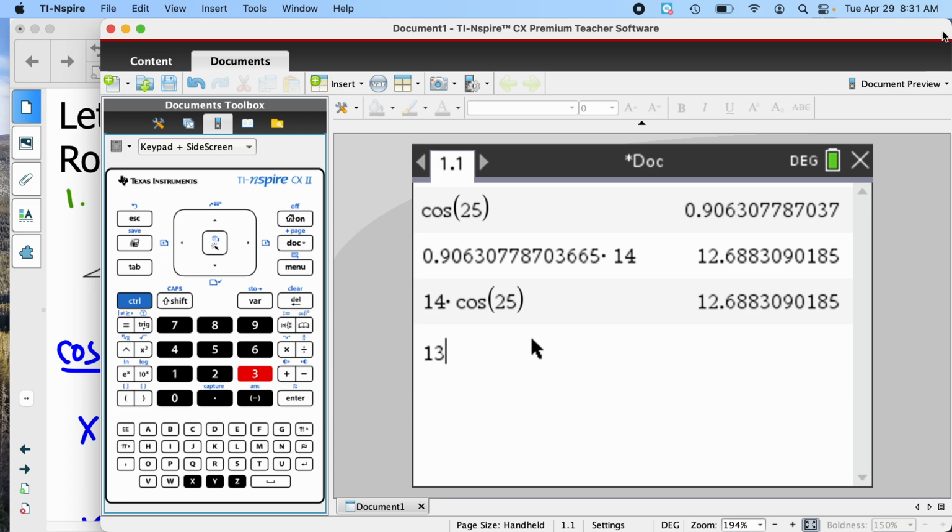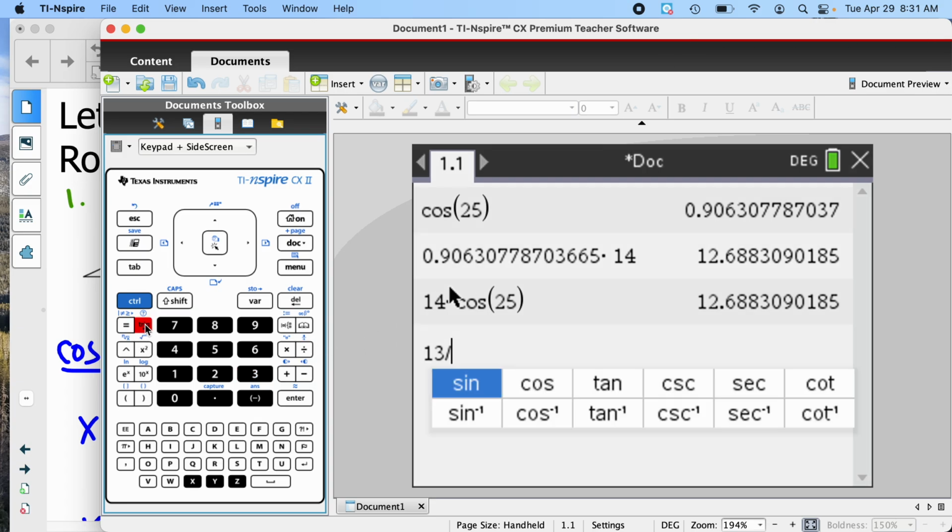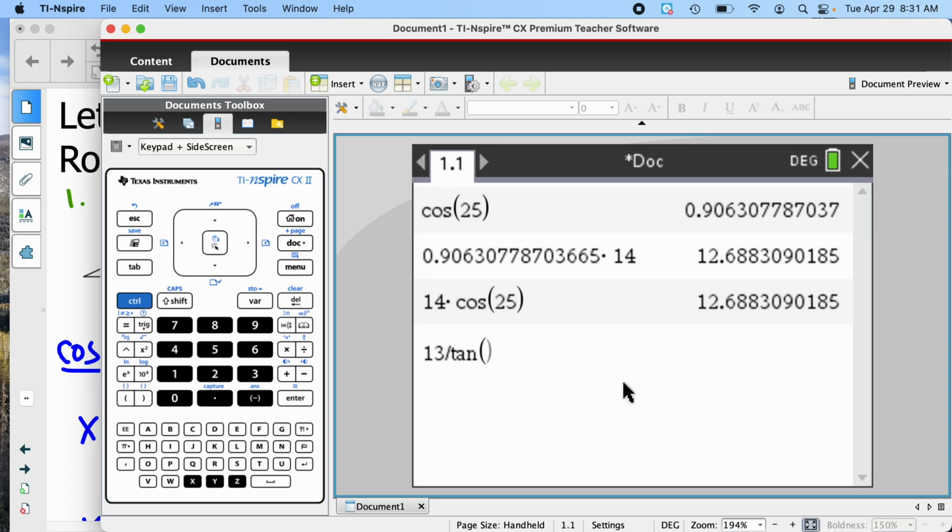13 divided by trig, choose tangent, 19. There's my answer. Well, let's round it to the nearest tenth. Let's call it 37.8.